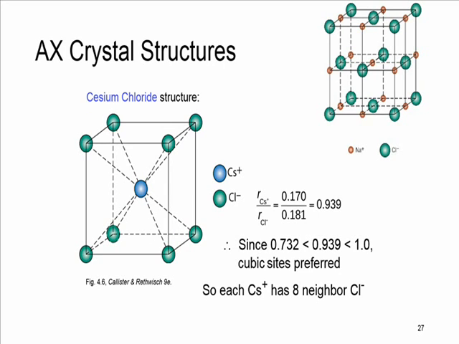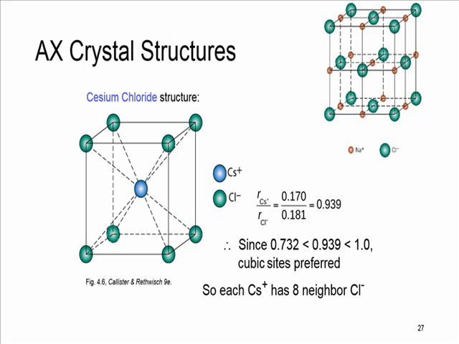Some of the ceramic materials that have an equal number of cations and anions are called AX compounds. Here A refers to the cation, and X denotes the anion.